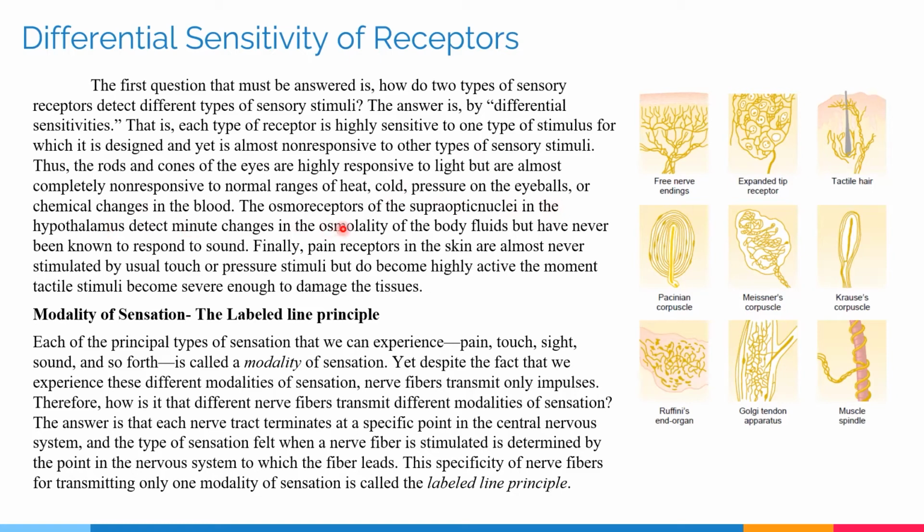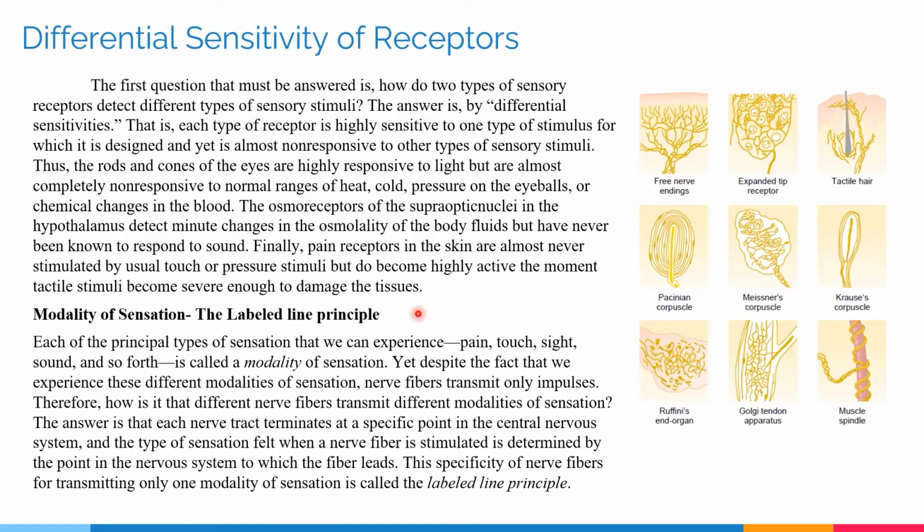The osmoreceptors of the supraoptic nuclei in the hypothalamus detect minute changes in the osmolality of the body fluids, but have never been known to respond to sound. Finally, pain receptors in the skin are almost never stimulated by usual touch or pressure stimuli, but do become highly active the moment tactile stimuli become severe enough to damage the tissue.